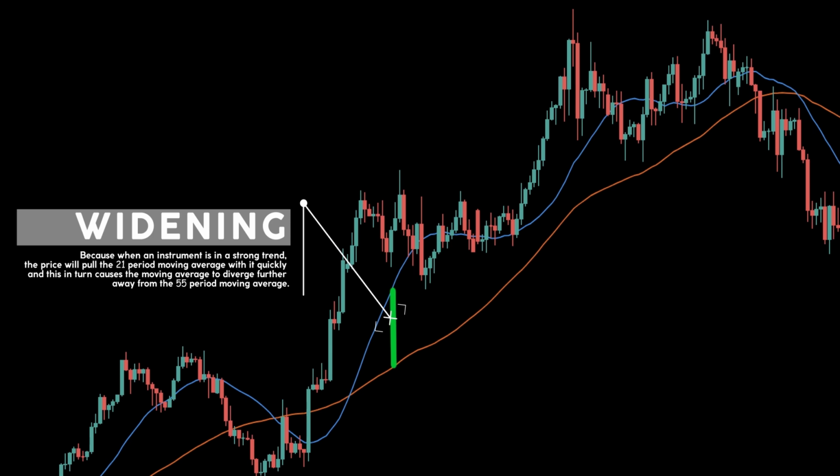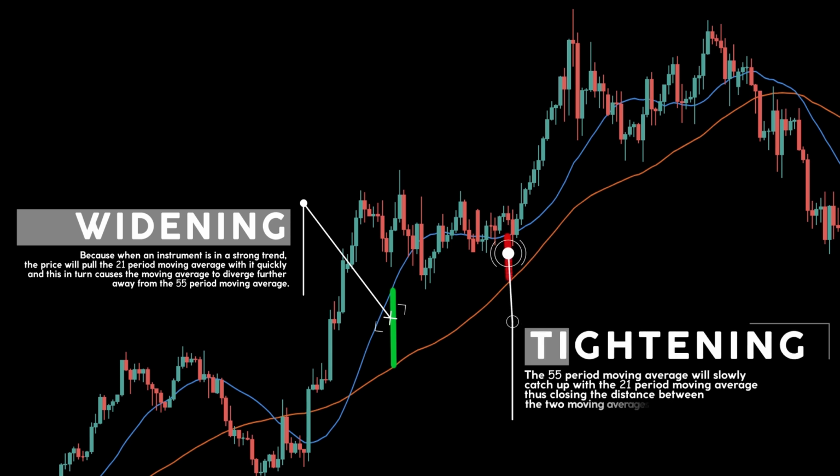Now as price pulls back or makes a retracement, the 55-period moving average will slowly catch up with the 21-period moving average, thus closing the distance between the two moving averages. This is what I call tightening. What I want is for price to bounce off this zone and break out into a trend.